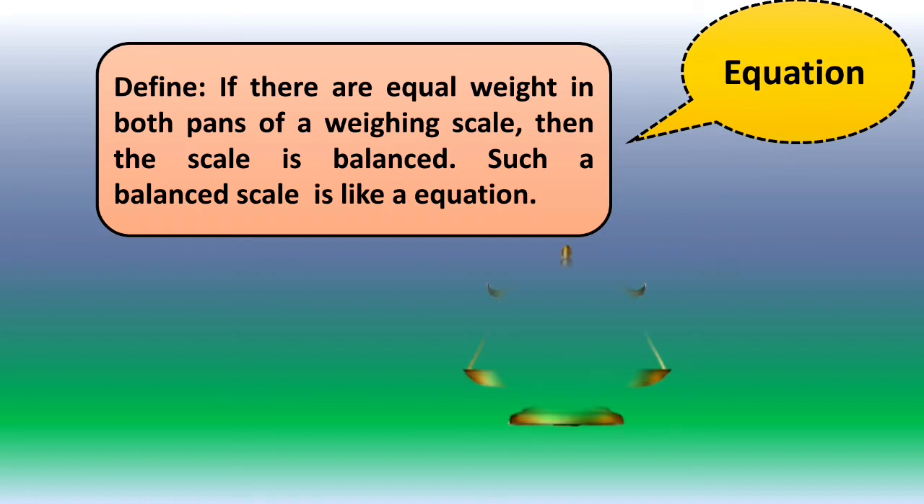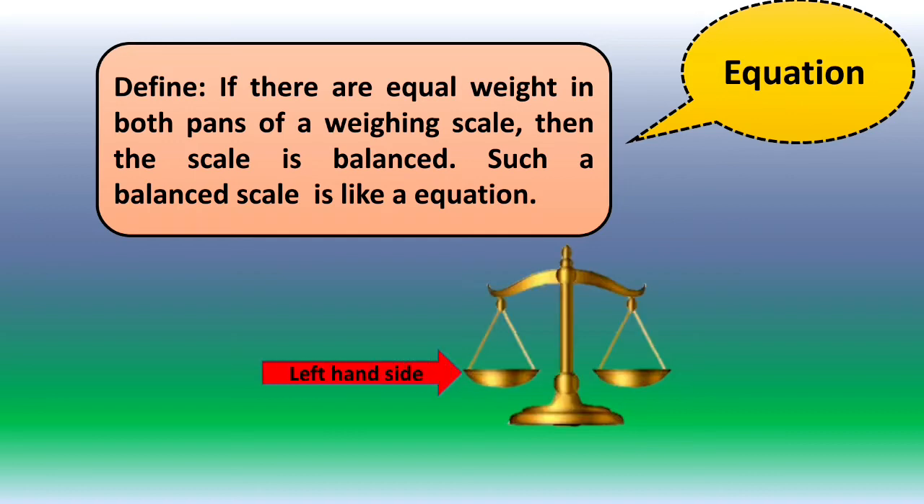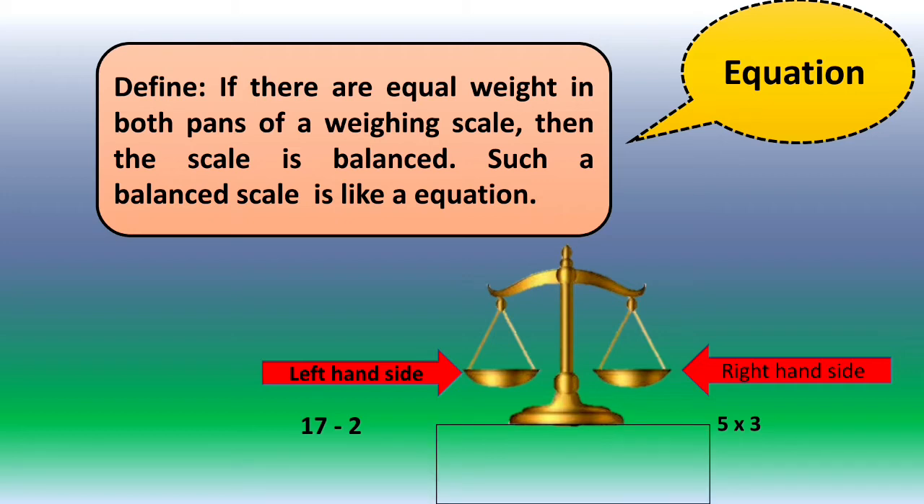This is a weighing scale. So here is the left hand side, and this is the right hand side. If both are balanced, then we can say it is an equation. For example, on the left hand side, 10 minus 2 is how much, student? 15. On the right hand side it is given 5 multiplied by 3, how much? 15. Both the answers are the same. So here we can say 70 minus 2 is equal to 5 multiplied by 3. So the left hand side is equal to the right hand side.